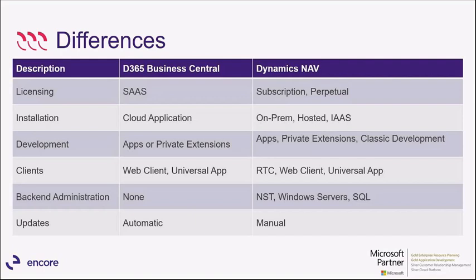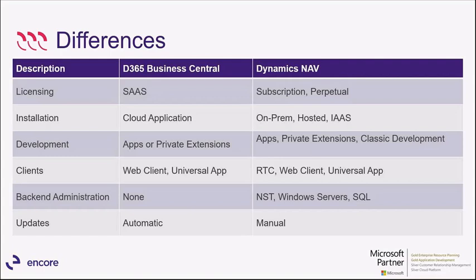For backend administration, if you get Business Central, you can't access the backend. You have no access to the servers, no access to the database engine, purely just access to the application on the web. Whereas if you have NAV, then you have access to the Navision service tier, you can access the Windows servers, and you can also have access to the SQL databases themselves.